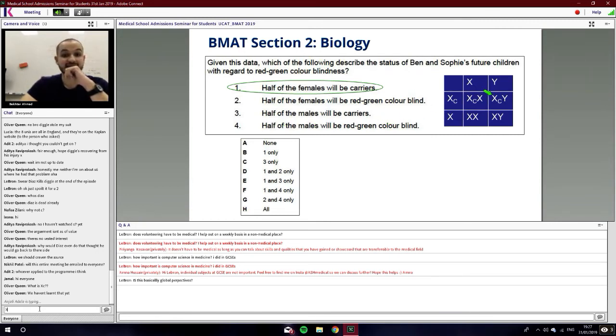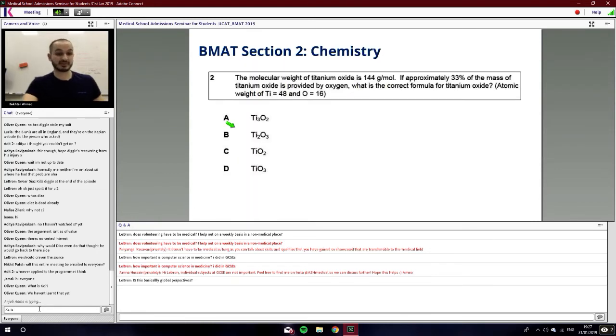And then 4, half of the males will be red-green colorblind. And in this case, yeah, one of the 2 of them is red-green colorblind. That's actually a tongue twister. It's very difficult to say. So 1 and 4 are correct. Therefore, the correct answer must be F. So that's the kind of work you would have to do. And again, you can see that 1 minute sometimes is not enough. So you do have to work very quick with BMAT as well.